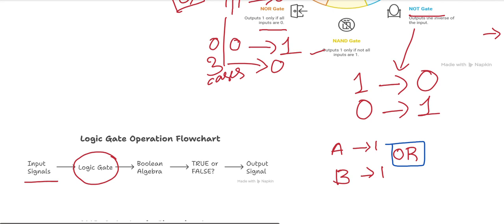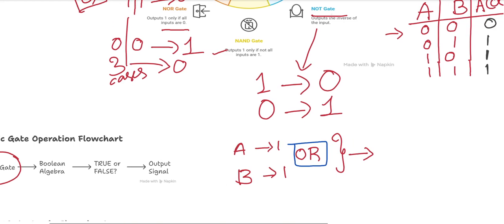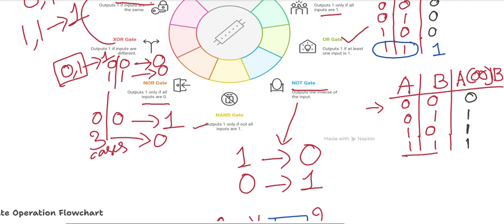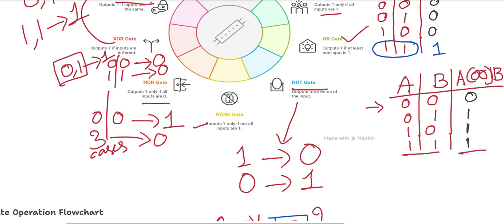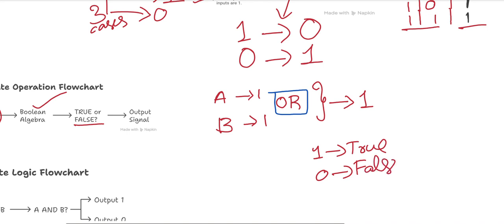Now, after passing the OR gate, what will happen? What happens in an OR gate? If both the inputs are 1, 1, the result will be 1. So it will result in 1. That is how Boolean algebra works here. Then identifying the true or false. We all know 1 stands for true and 0 is false. Correct? So it will result in 1 as the output. That's it.